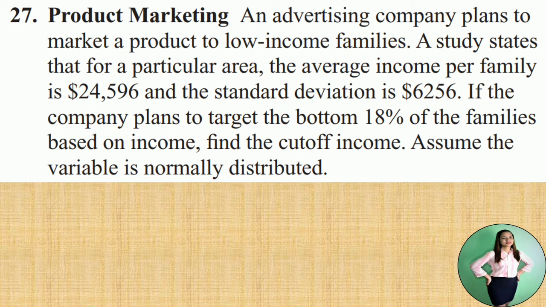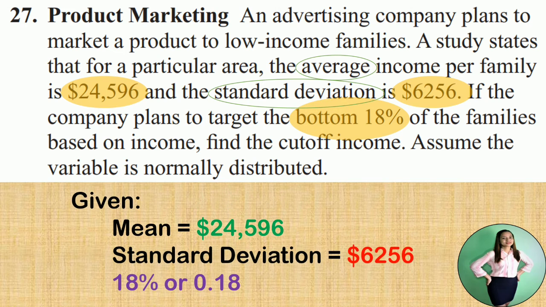Number 27. Product Marketing. An advertising company plans to market a product to low-income families. A study states that for a particular area, the average income per family is $24,596 and the standard deviation is $6,256. If the company plans to target the bottom 18% of the families based on income, find the cutoff income. Assume the variable is normally distributed. So we have the given average or mean, standard deviation, and the bottom 18%.